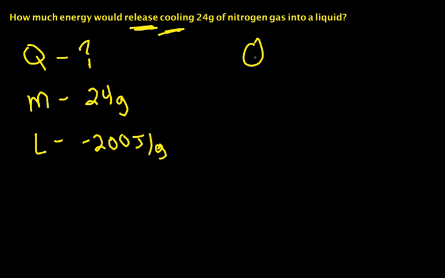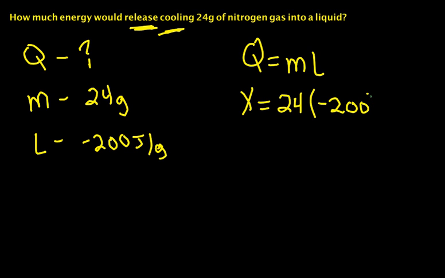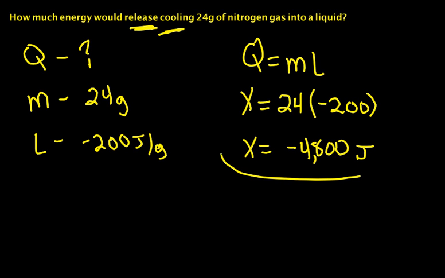So let's see what we can figure out now. So I have Q, M, L. Q is X, mass is 24, latent heat of vaporization is negative 200. So 24 times negative 200 gives me negative 4,800. And that's going to be joules. So as we cool down this nitrogen gas from a gas to a liquid, it's going to release almost 5,000 joules of energy.